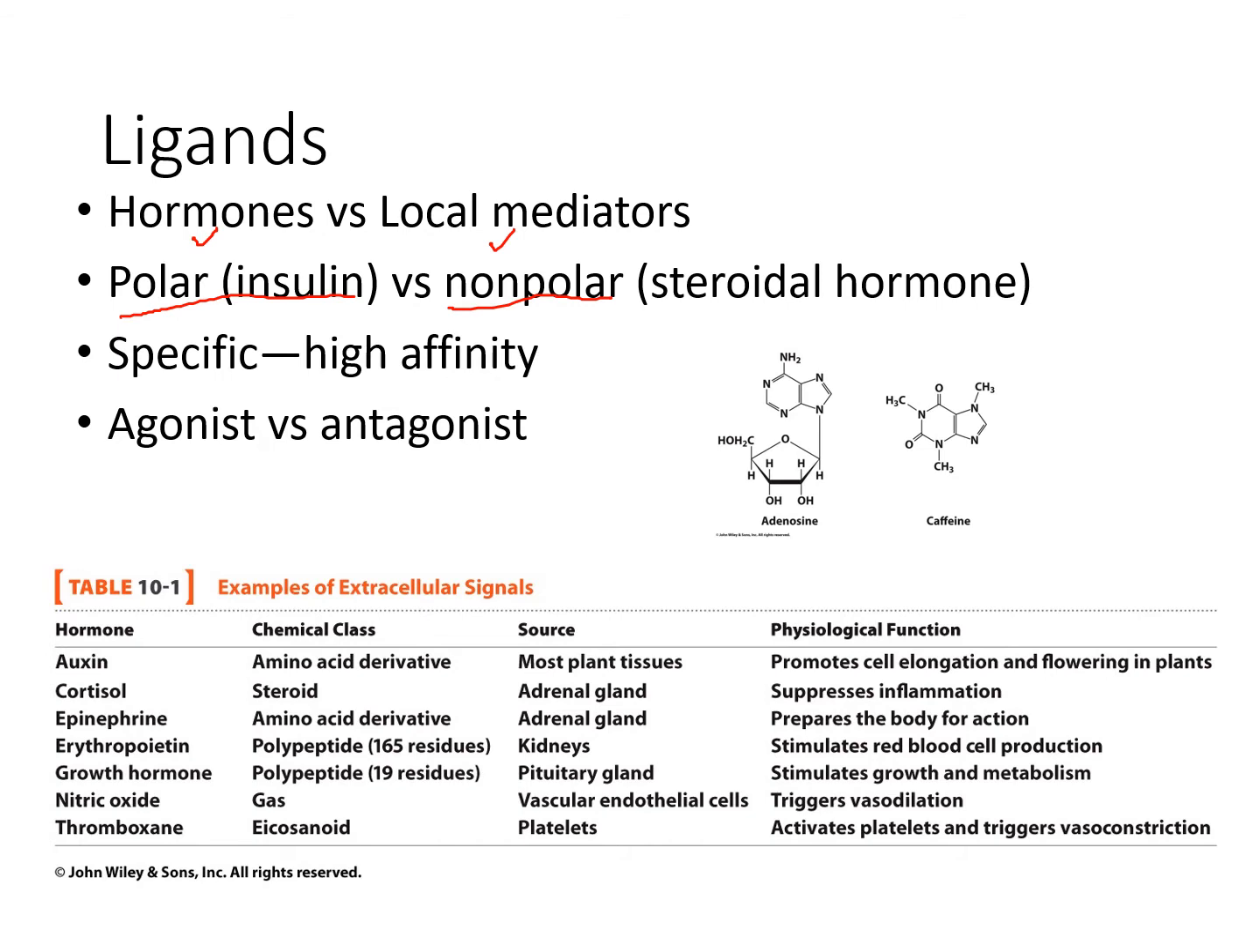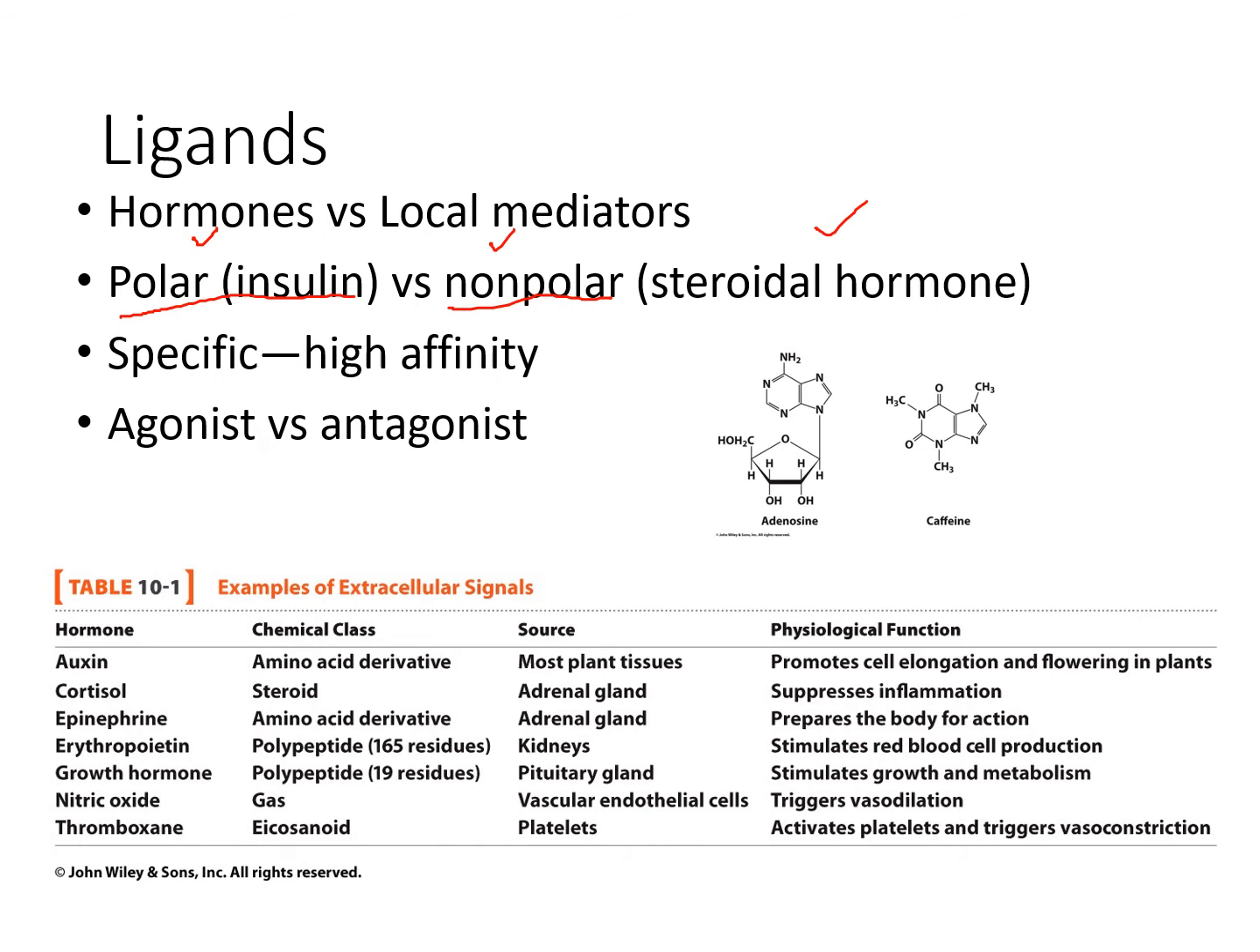For the polar, for example insulin, they can only interact with the cells at the receptor on the surface of the cells. While the non-polar, just like steroidal hormone, can actually go straight to the cytosol and then to the nucleus and activate the expression of a transcription factor directly in the nucleus.